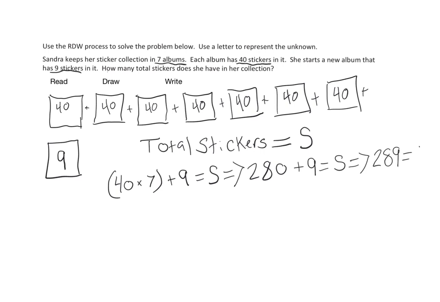So if we take 280 and add 9, we figure out that she has 289 stickers. So now for the W, we're going to have to write this out as a sentence. So our sentence reads, Sandra has 289 total stickers in her sticker collection.